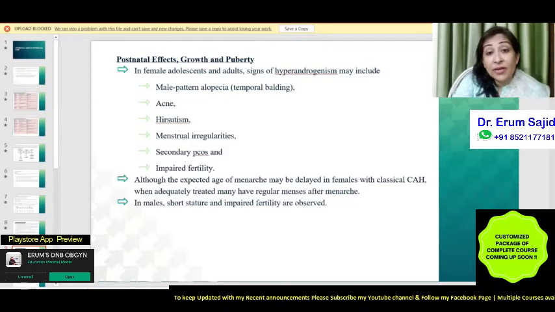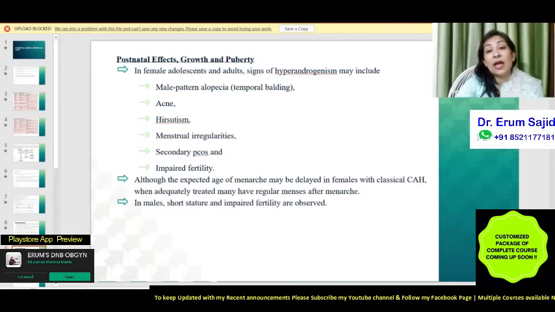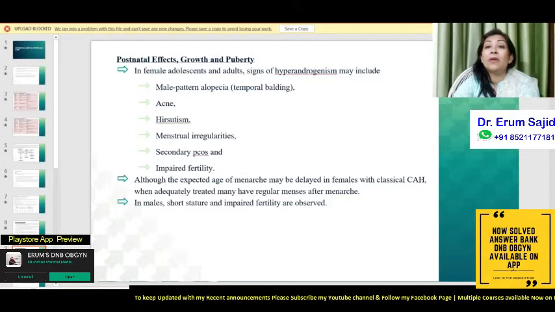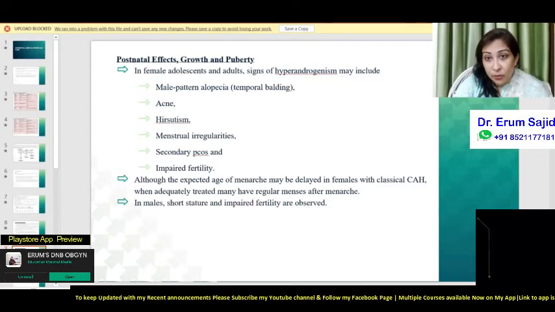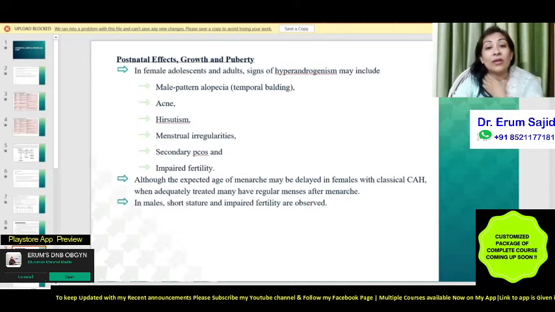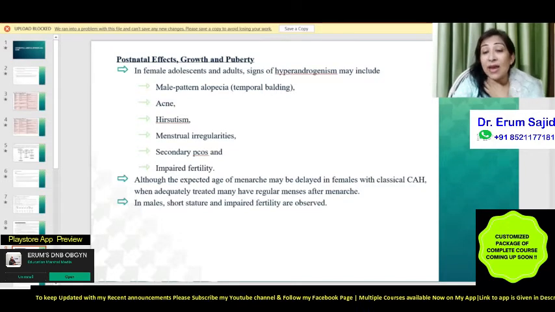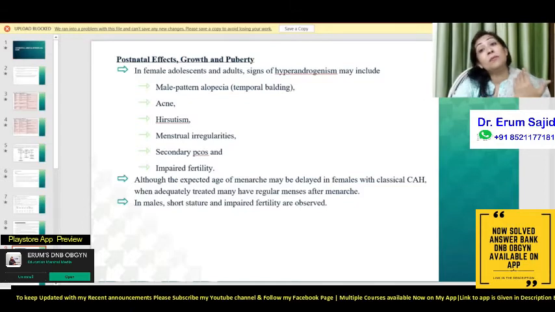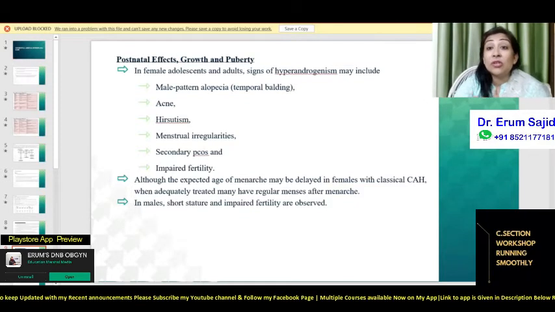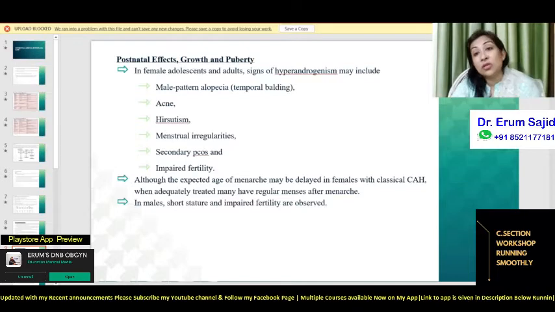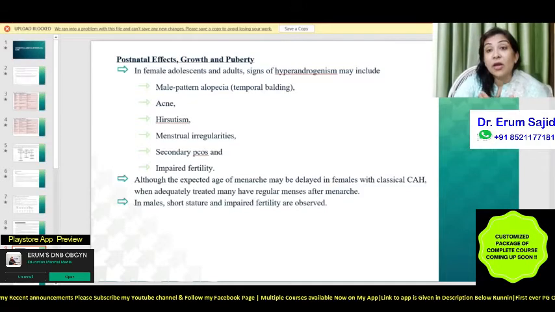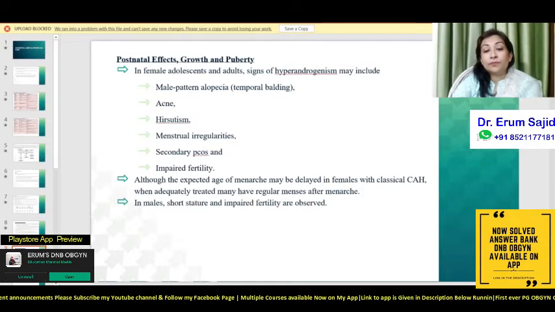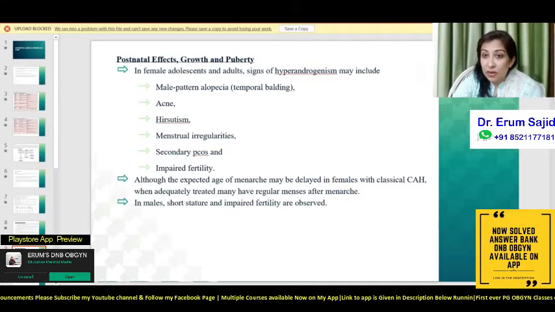What could be the postnatal effects? In female adolescents and adults, signs of hyperandrogenism may include male pattern alopecia and acne. See, when I was presenting the case on precocious puberty, these things were mentioned when I was taking history: whether there is any alopecia present or not, whether she's had any acne episodes. Right now she might not be having, but maybe previously she had. Hirsutism, how much is the Ferriman-Gallwey scoring? What is the menstrual cycle like? If she's a patient who's married, any impaired fertility and all. So in males you have short stature and impaired fertility.